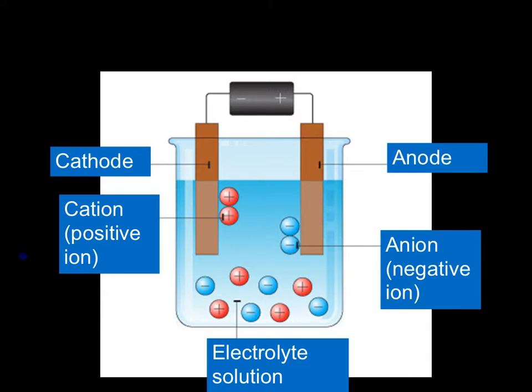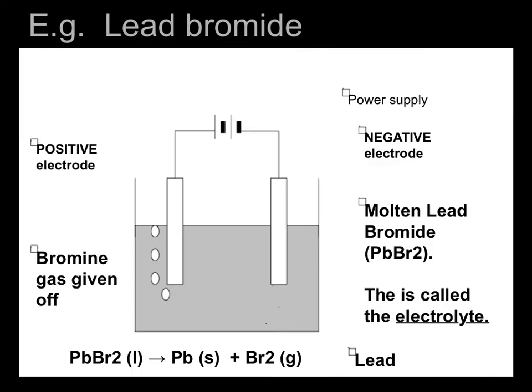Now if we take these key terms and apply them at the very start to the electrolysis of lead bromide. At the bottom of page 115 you can see we've got this diagram, and we're just going to add in these labels. The first thing that we have is our power supply, and remember that can be a battery or it can be a power pack.